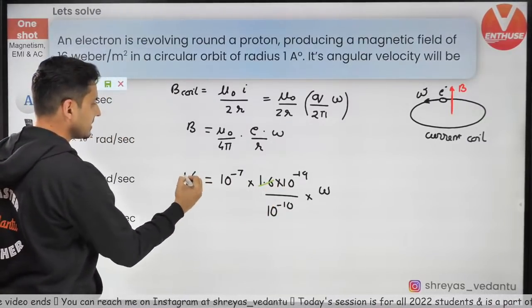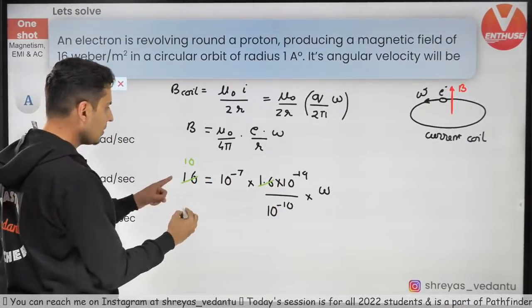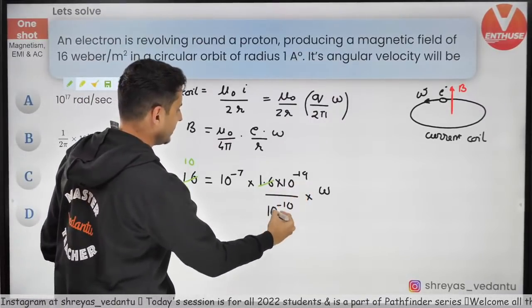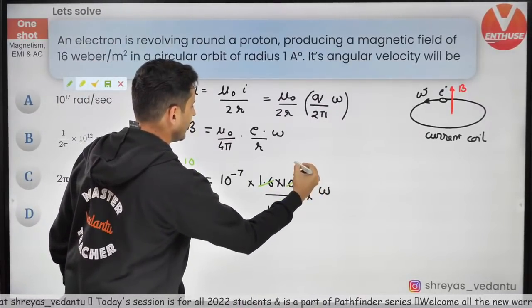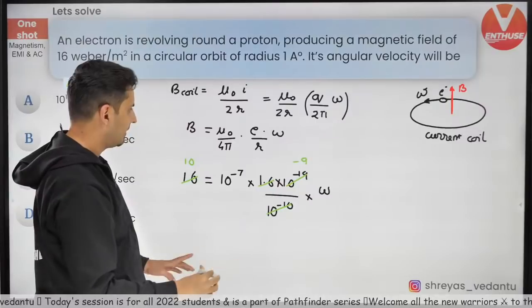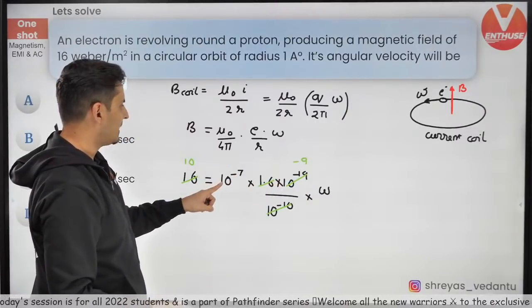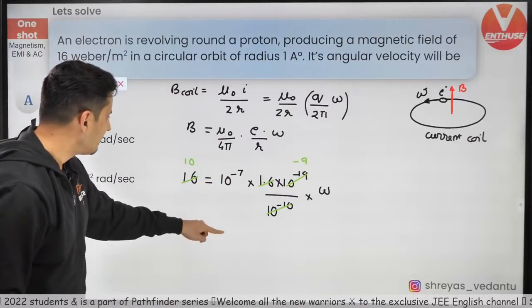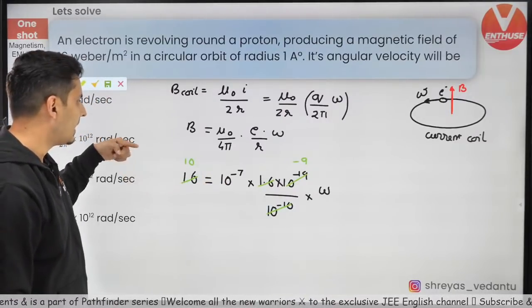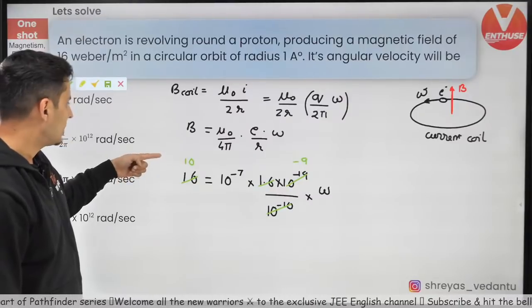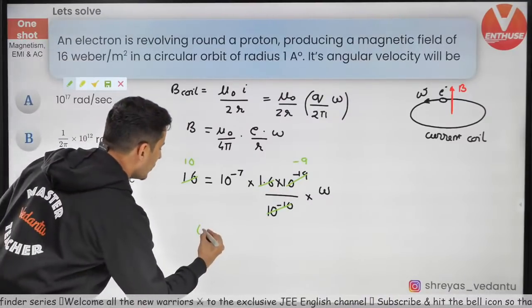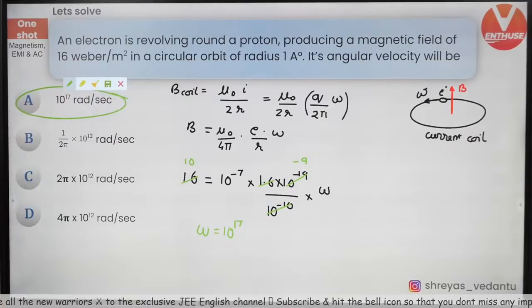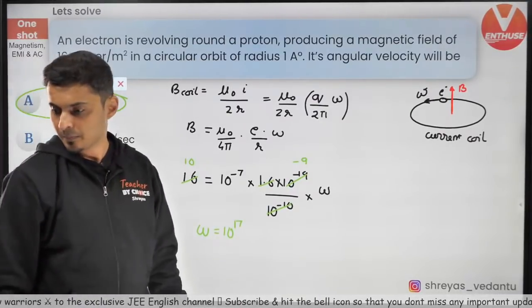1.6 and 16, this will become 10. Fair enough. So this 10 to the power minus 10 and 10 to the power minus 19, this will become 10 to the power minus 9. 10 to the power minus 9 and 10 to the power minus 7 will become 10 to the power minus 16. When it goes here, it will become 10 to the power plus 16. So 10 to the power 17. So omega should become 10 to the power 17, which is option A. Check this out if this is clear.